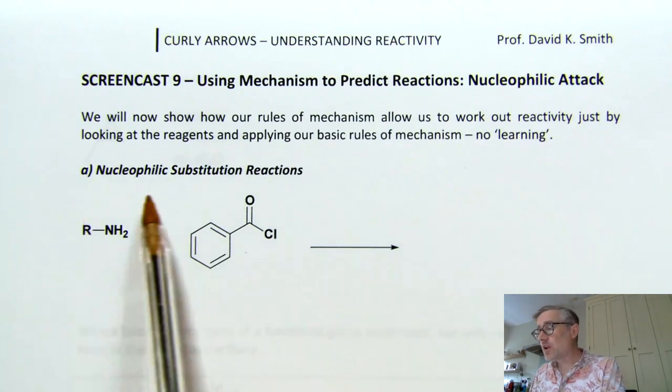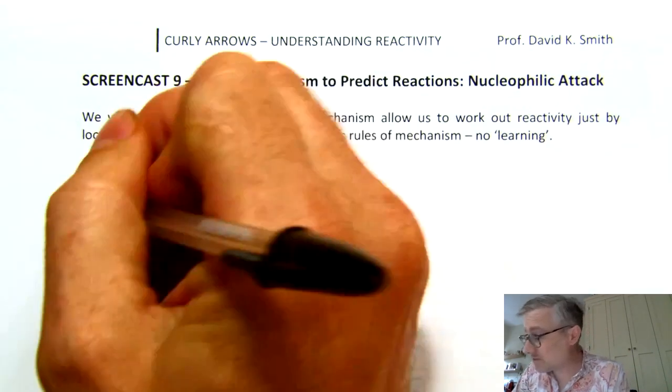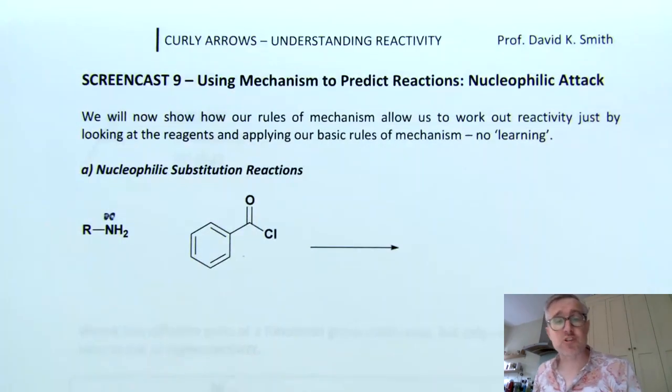So, nucleophilic substitution reactions. We're going to be using a nucleophile and substituting the product. In a way, we don't need to know that to begin with. We can just work it out from scratch. How do we apply the rules of mechanism? We look for something electron-rich. Is there a negative charge? No. Are there lone pairs? Well, there's certainly a very good lone pair on this nitrogen.